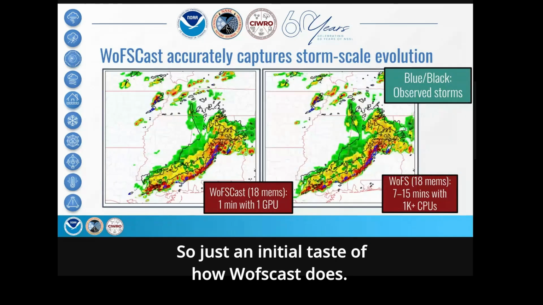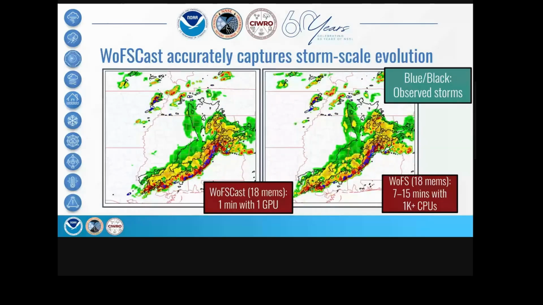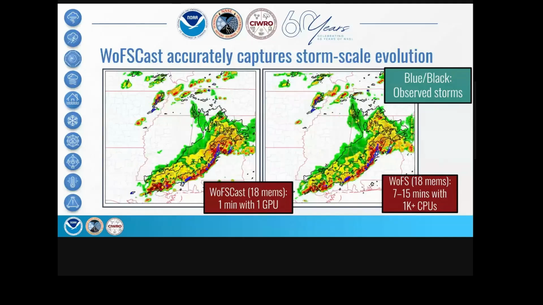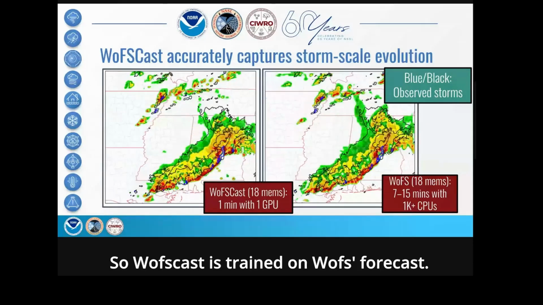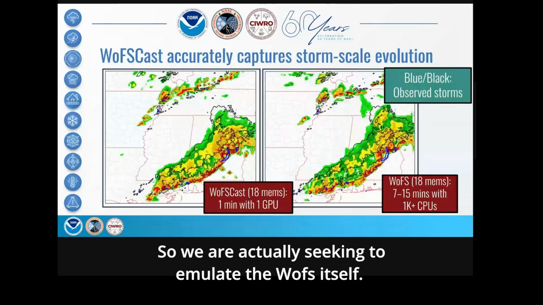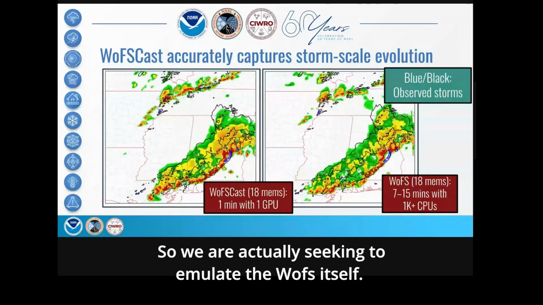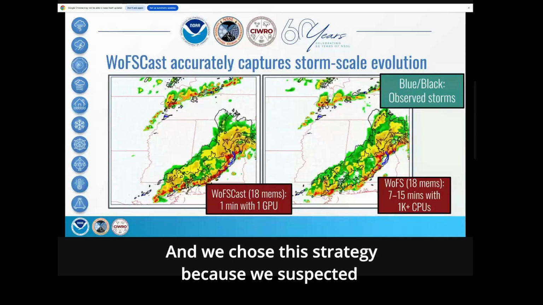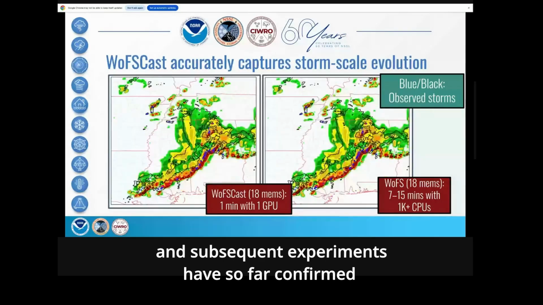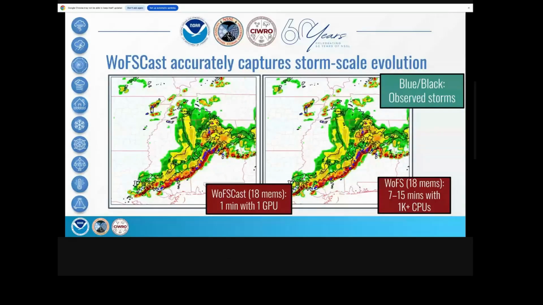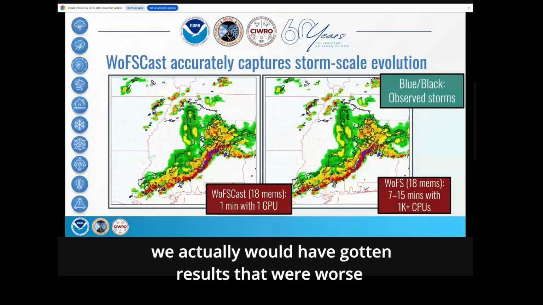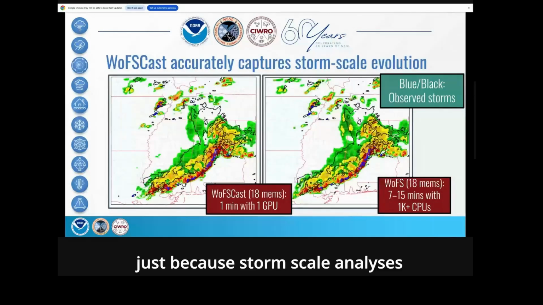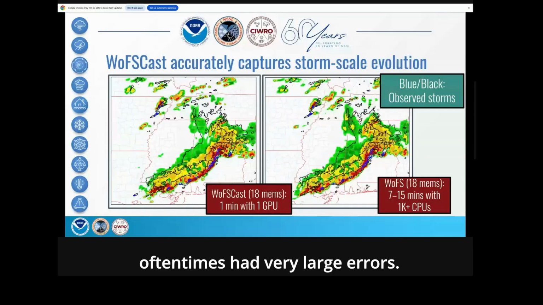So just an initial taste of how WoFSCast does. On the left, we have about a 2-hour loop of a squall line simulated with WoFSCast. And then on the right, we have WoFS. So WoFSCast is trained on WoFS forecasts. So we are actually seeking to emulate the WoFS itself. So we don't expect to exceed the accuracy of the WoFS. And we chose this strategy because we suspected, and subsequent experiments have so far confirmed, that had we trained on the WoFS analyses, we actually would have gotten results that were worse relative to observations, just because storm scale analyses oftentimes have very large errors.